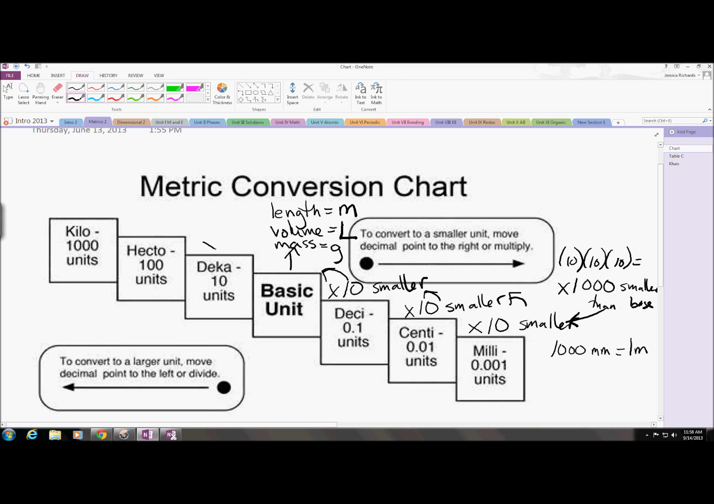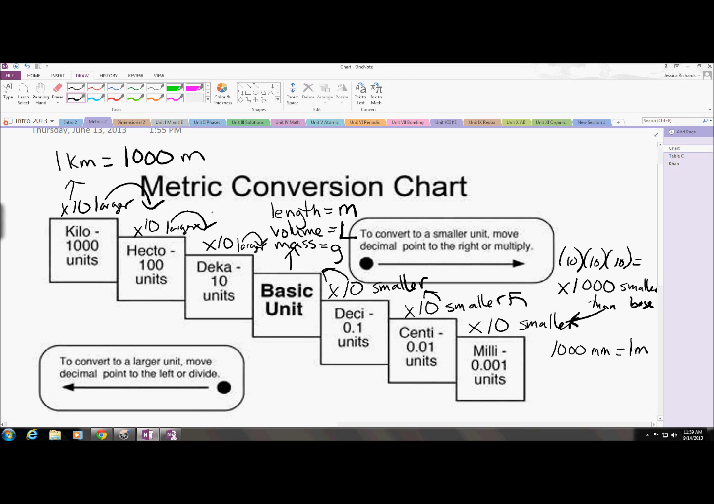The deca is going to be 10 times larger than the base unit, and the hecto is going to be 10 times larger than the deca, and the kilo is going to be 10 times larger than the hecto. So again, 10 times 10 times 10, a kilometer is going to be equal to 1,000 of your base units, your meters.